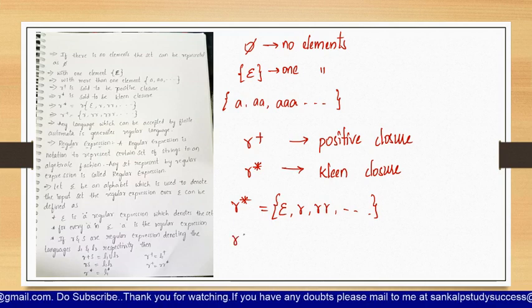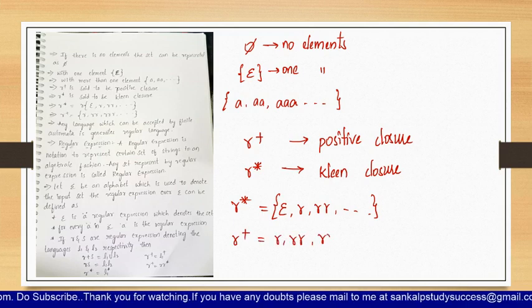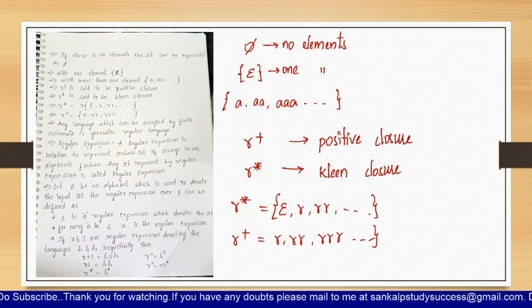And here coming to r plus, which is nothing but r, r r, triple r and so on. See here, we are not including epsilon in r plus. That means r asterisk is nothing but 0 or more r's, but in r plus it is 1 or more r's. This is the difference between r plus and r asterisk. So now coming to the next one.